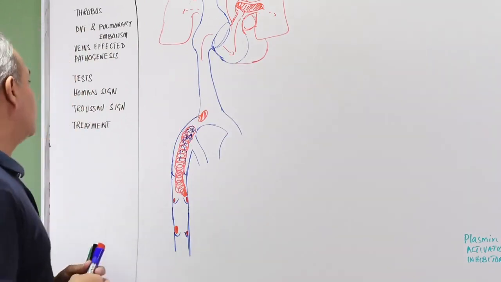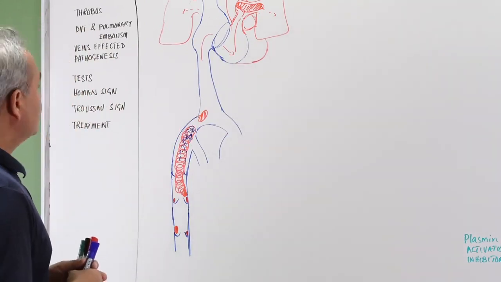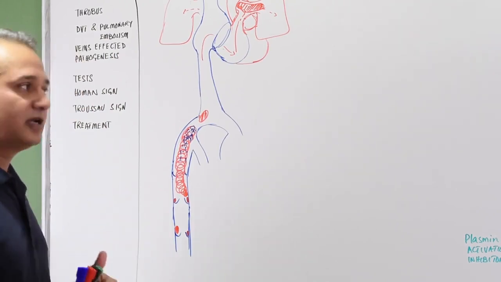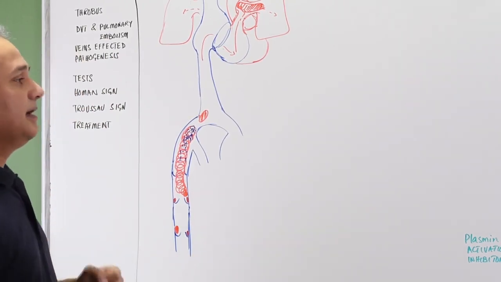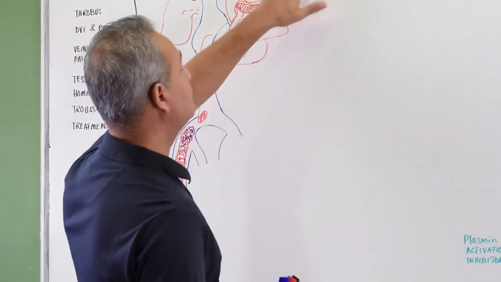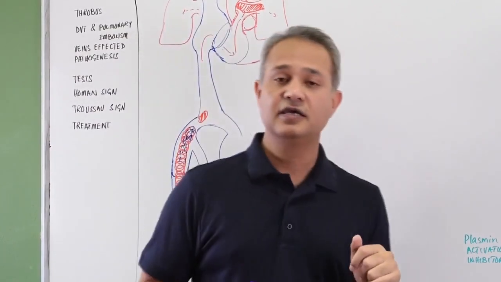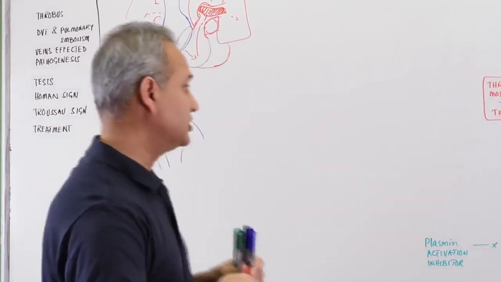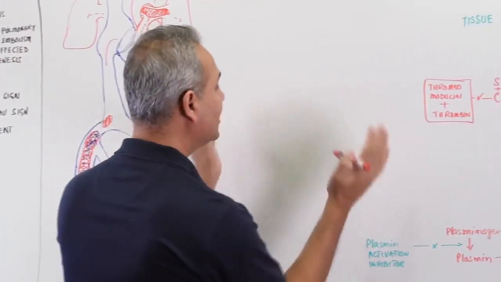Okay, so now let's look at the pathogenesis, and then we'll do the treatment and how we handle that. For the pathogenesis, we should understand the Virchow's triad. The Virchow's triad is a proposition where we have three things.